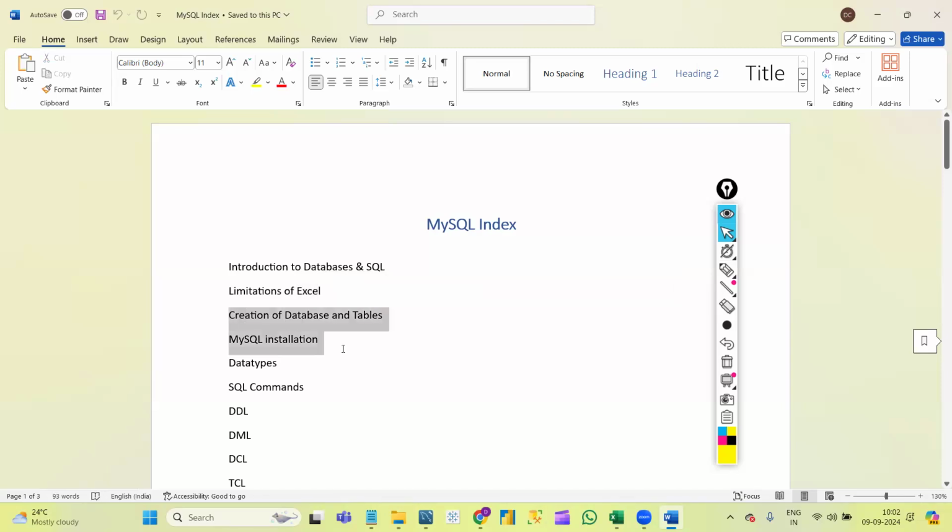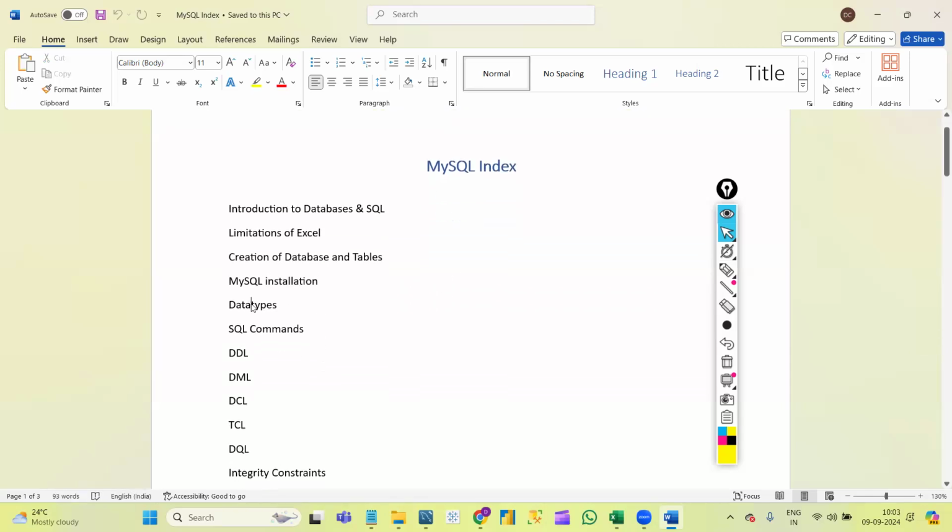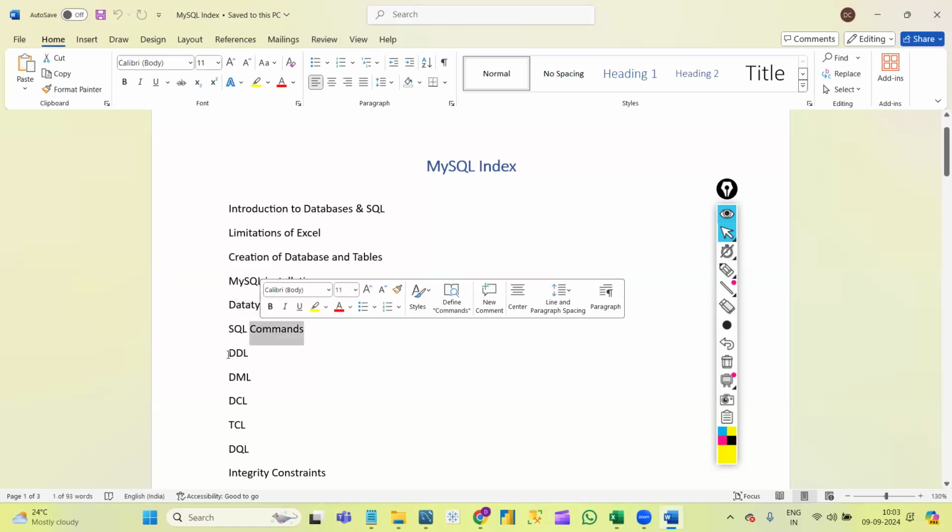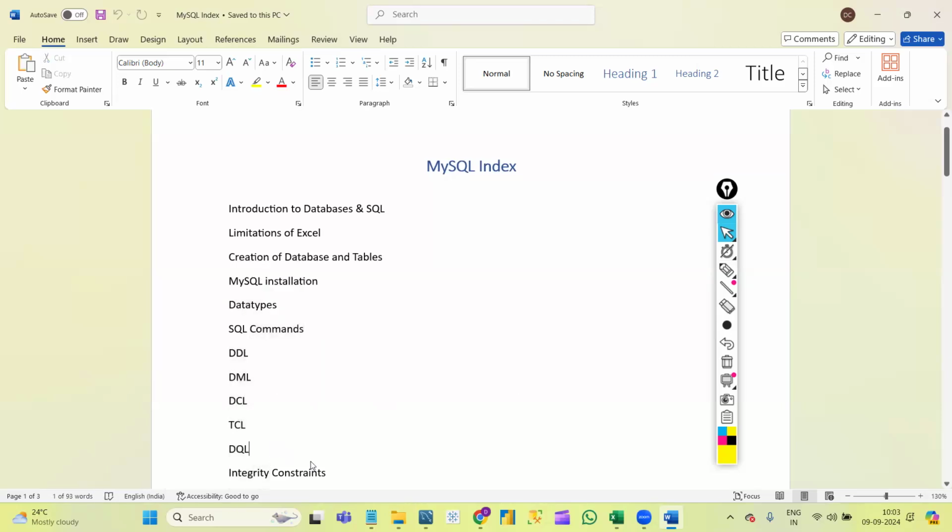Then we will start creating the databases, creation of databases and tables. Next, I will show you the MySQL installation process. Then we have many concepts called data types, SQL commands. These are all the commands available. Next, we have integrity constraints. Okay.